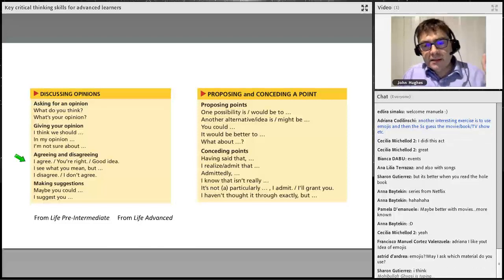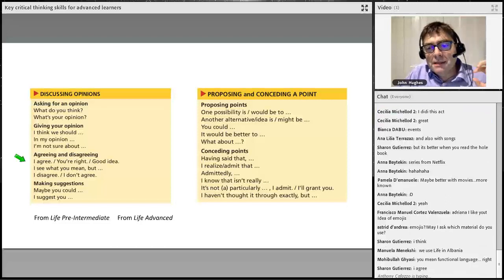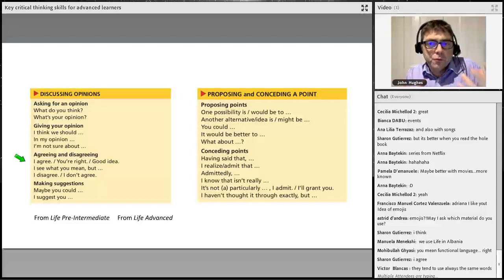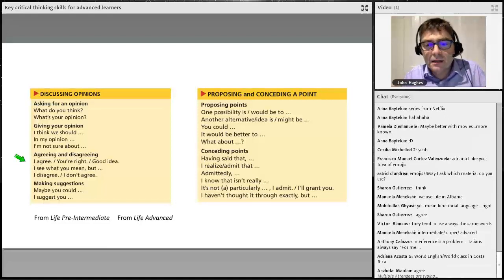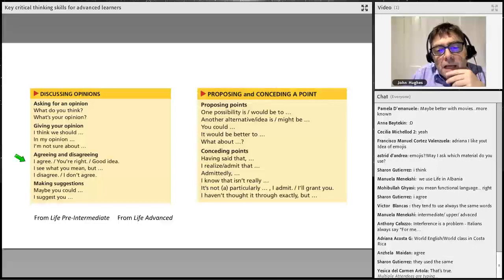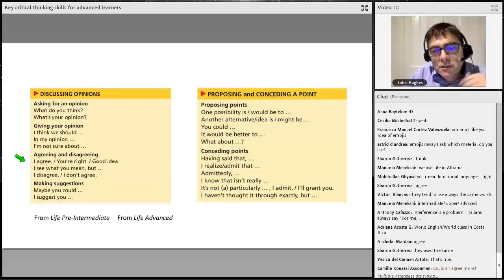The thing is with advanced learners, when they have discussions in class, quite often they use the same type of language, the same functional language, as someone's just said. But what they don't do is push the level of that language up. They stay with the phrases they're comfortable with, those pre-intermediate phrases, because they work. Victor said it. They tend to always use the same words, exactly. That's interesting, Anthony. Italians often do start sentences with "for me."